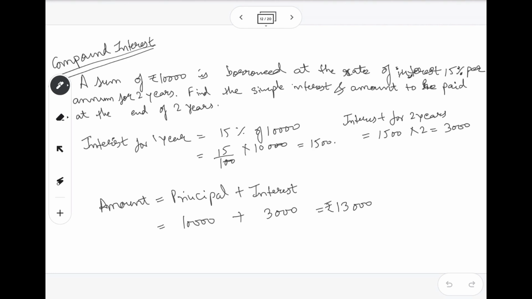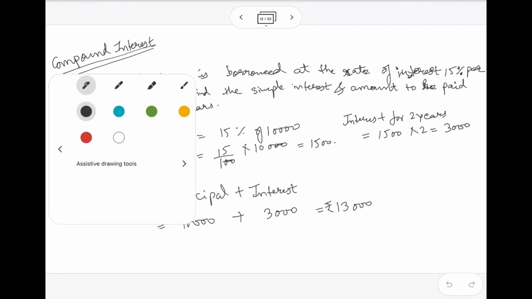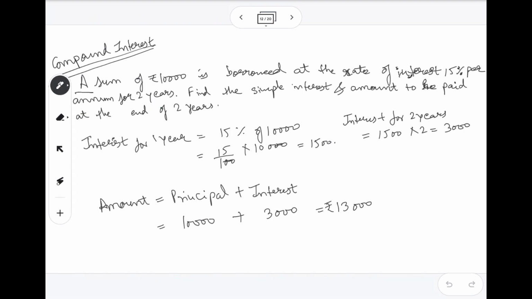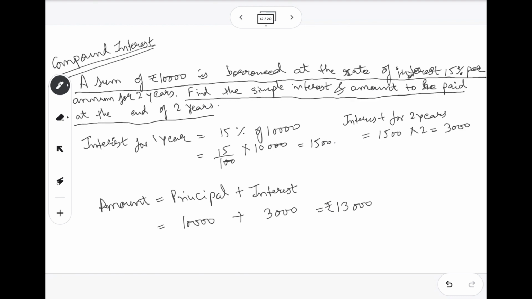So in this video, we are going to study some concepts of compound interest and simple interest. First question is based upon simple interest. Let's see that. A sum of rupees 10,000 is borrowed at the rate of interest 15% per annum for 2 years. Find the simple interest and amount to be paid at the end of 2 years.